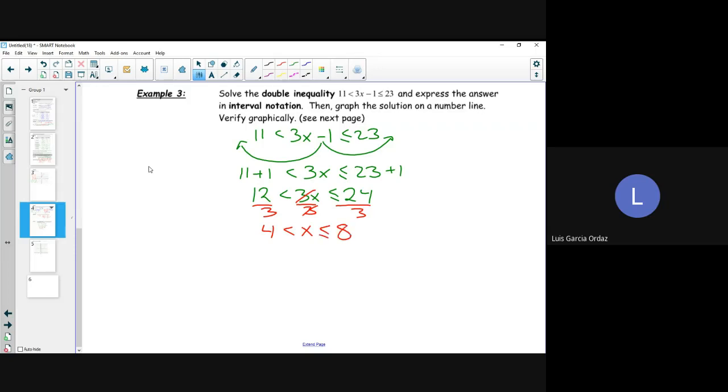All right? So for our set notation, it would be x ∈ R such that x is greater than 4, but less than or equal to 8. And how would it look as interval notation, guys? How would we write this inequality in interval notation?